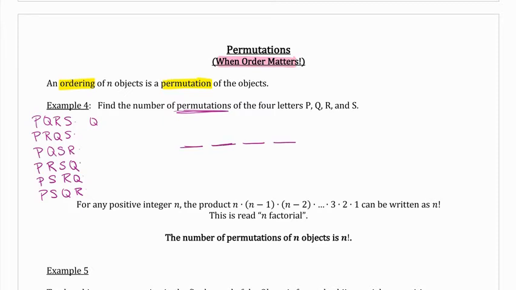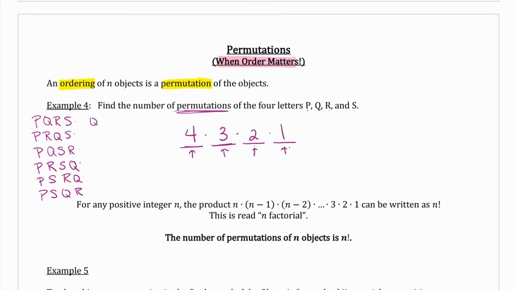I have 4 letters, so 1, 2, 3, 4 blanks. When I go to pick my first letter, I have 4 choices. I can pick P, Q, R, or S. So I have 4 choices, right? Now I'm doing orders, so I don't want to repeat them. So I'm going to have to pick a different letter for my second choice. But I've already used one of the letters, so I have 3 choices. And then I would have 2 choices, and then I'd have 1 letter left to go there, right?